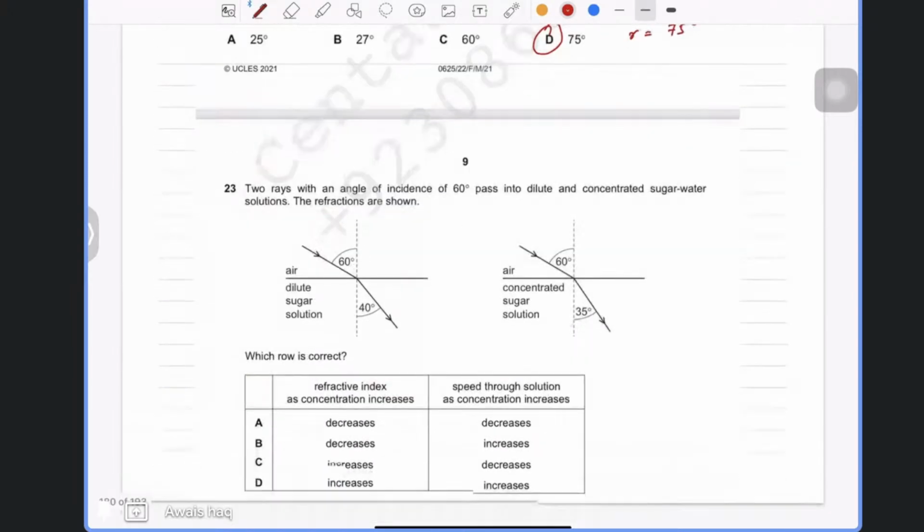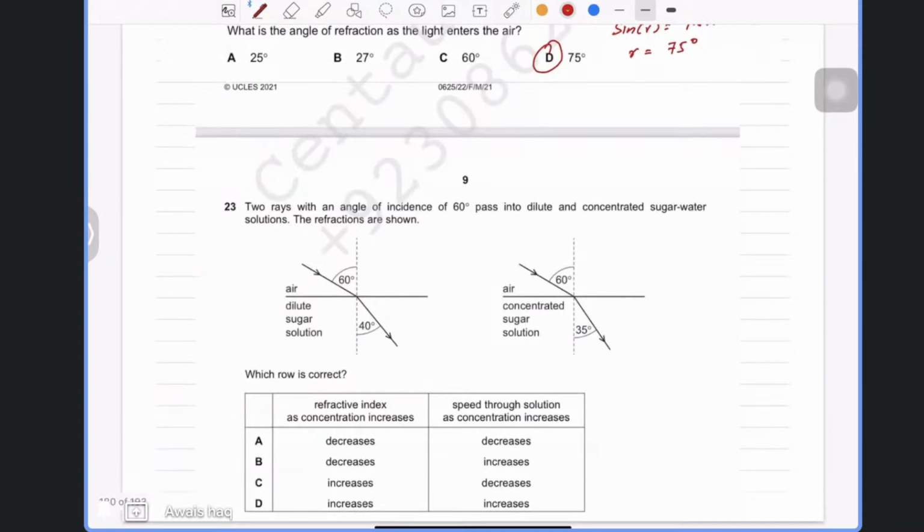Then this would be the question that is very important, right? So currently they've shown that when light goes from air into dilute sugar solution, a 60 degree angle bends to 40. If you send light from air at 60, but the concentrated solution is there, then the angle is different, which means that the higher the density is, the greater the refraction is going to happen, right? So as concentration increases, does the refractive index increase or decrease? What do you guys say?